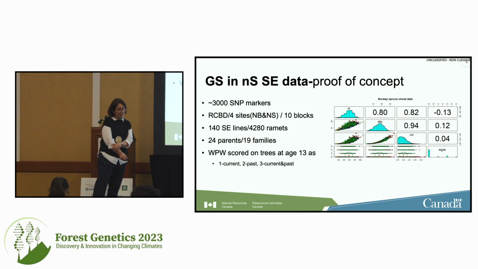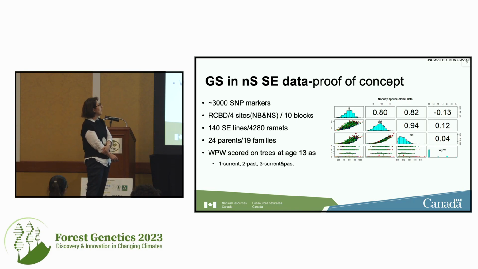So the first data I will be talking about is a clonal material. 141 clonal material was propagated by somatic embryogenesis from 19 full-sib families and 24 parents. They were phenotyped at age 13 for growth rates, and also for the white pine weevil, they were scored with their own protocol. If there is no weevil effect, it was scored as 0, and if there is a current effect, it was 1, passed and then cumulative.